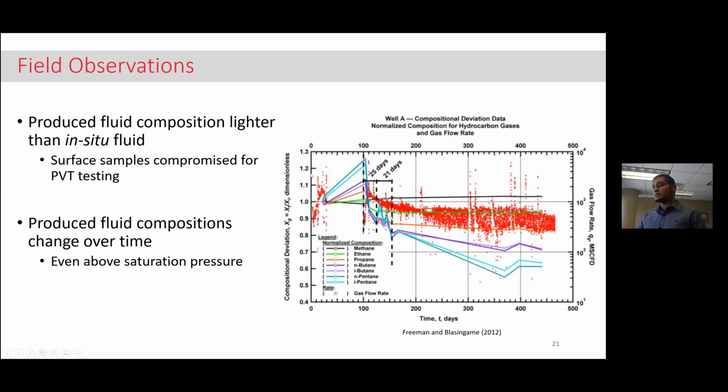Here's an example. On the y-axis, there's normalized composition, and time on the x-axis. Why do I say normalized composition? Because the composition at any point in time is normalized to the initial composition, so all the graphs start from a value of 1. This black line represents the evolution of methane as a function of time. This green line represents the evolution of ethane as a function of time. And then, of course, you have propane, butane, pentane, and so on and so forth.